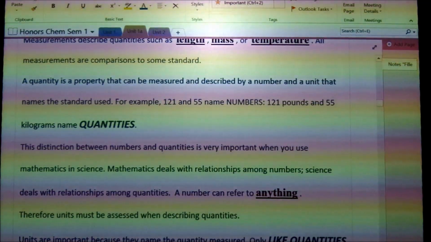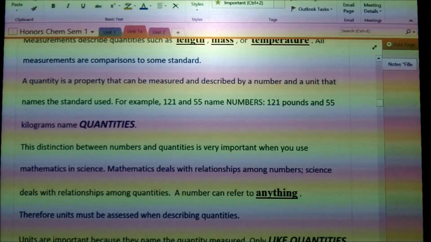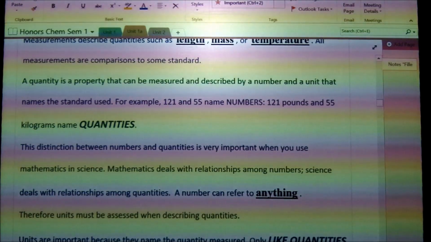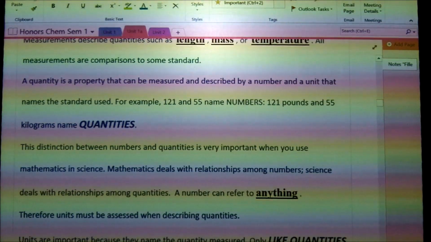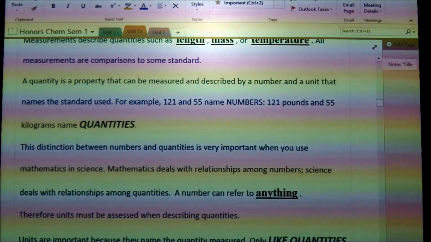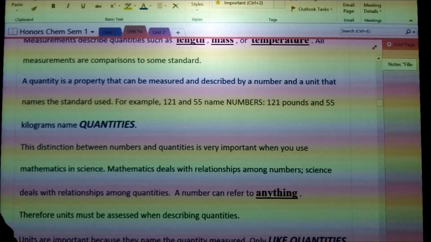Now, you guys are thinking about pounds. What am I actually using? What unit? I'm using a mass unit. Kilograms. Each kilogram is 2.2 pounds.